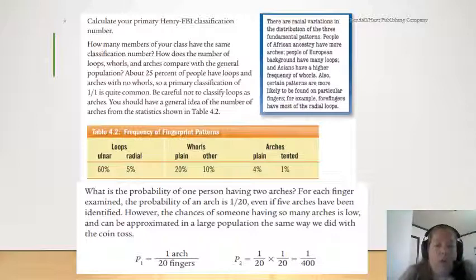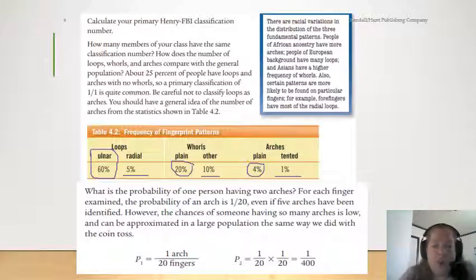Ulnar loops are about 60%, radial are about 5%. Plain whorls are 20%, other is 10%. Plain arches are 4%, tented arches are 1%.